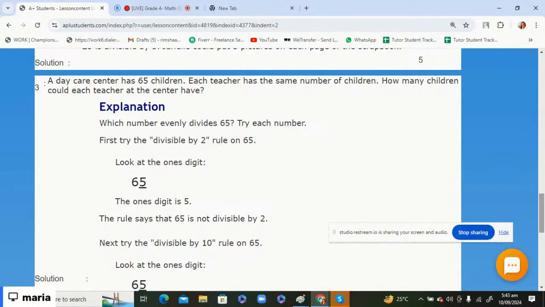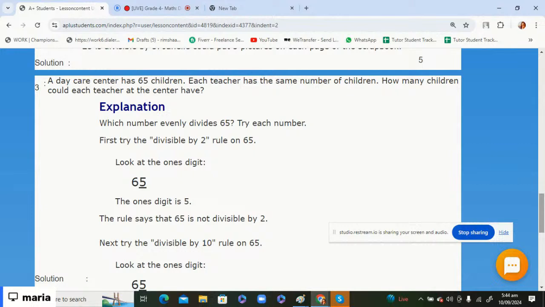So a daycare center has 65 children. Each teacher has the same number of children. So how many children could each teacher at the center have? So this is 65. As we know that 5 is in the end, it means that you're going to use the table of 5. So tell me, 65 divided by 5, what's the answer for this? The answer for this one is 13.